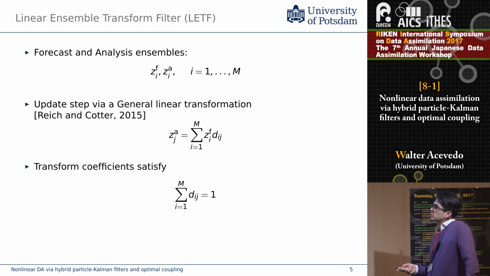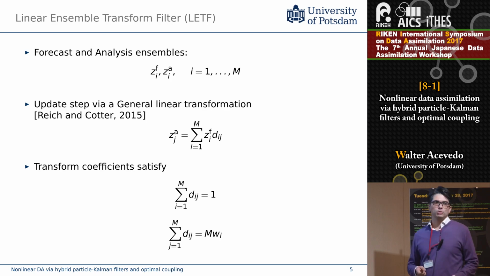So this transformation should satisfy some constraints. In particular, along the first dimension, the entries should sum up to 1, meaning that we have affine combinations of the forecast. And the other direction should also add up to some weights multiplied by the size of the ensemble. These weights do not need to be importance weights. In particular, they can be negative. So in that case, they cannot be interpreted as importance weights. And so this can be a very interesting diagnostic, as we'll see right now.